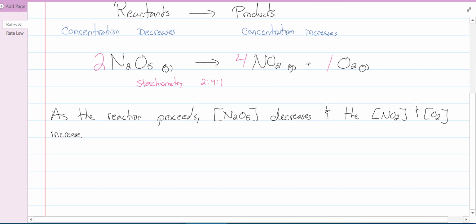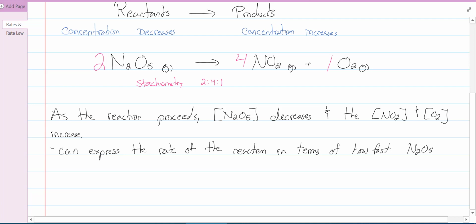Now, we can express the rate of the reaction in terms of how fast N2O5 is consumed, or how fast NO2 or O2 are produced.